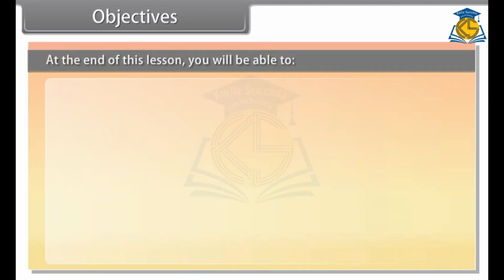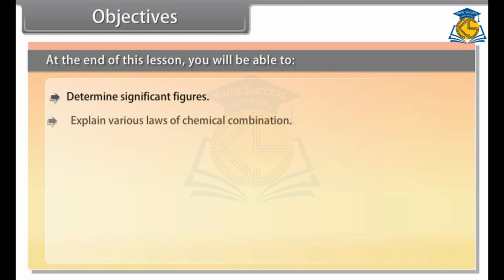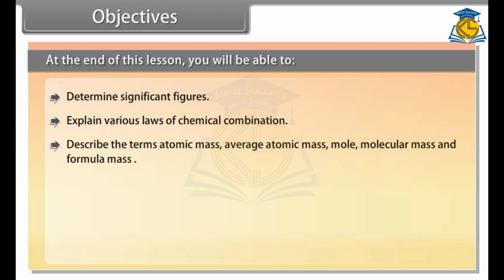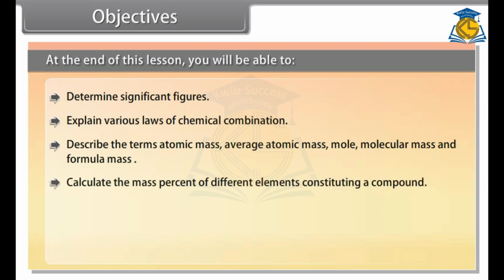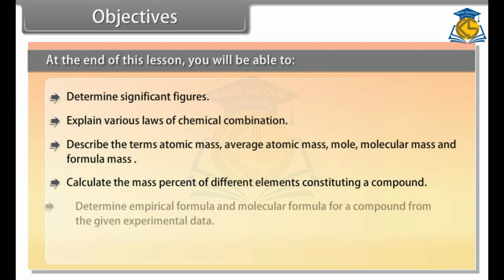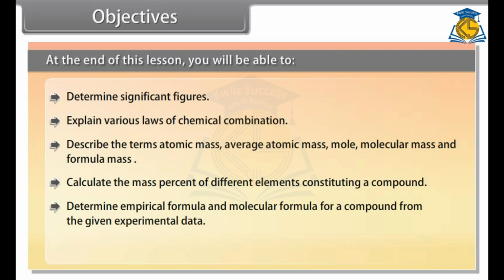Objectives. At the end of this lesson, you'll be able to determine significant figures, explain various laws of chemical combination, describe the terms atomic mass, average atomic mass, mole, molecular mass, and formula mass, calculate the mass percent of different elements constituting a compound, determine empirical formula and molecular formula for a compound from the given experimental data, and perform the stoichiometric calculations.